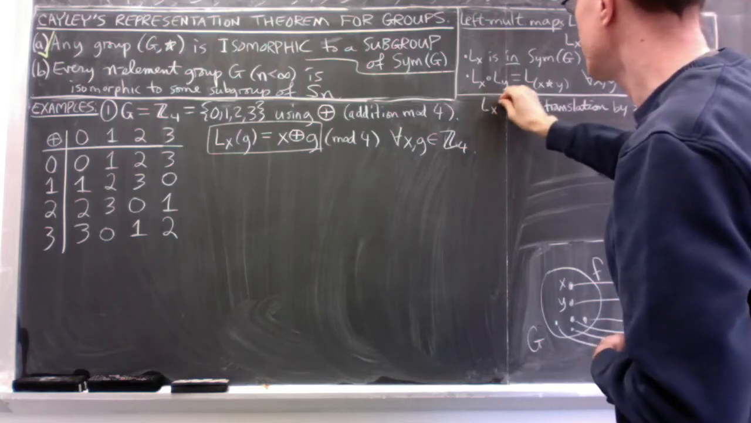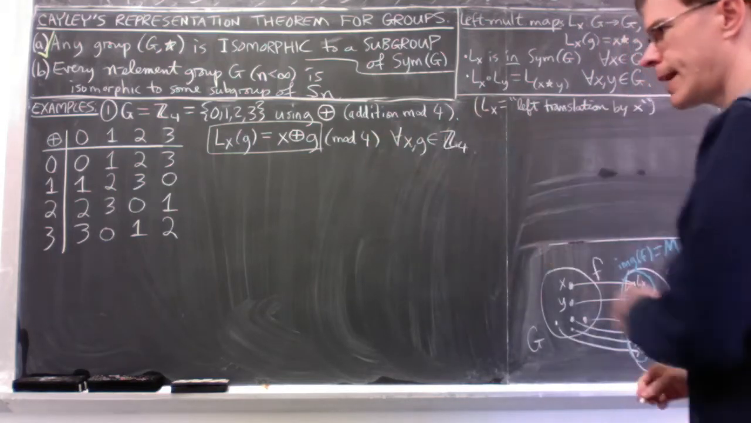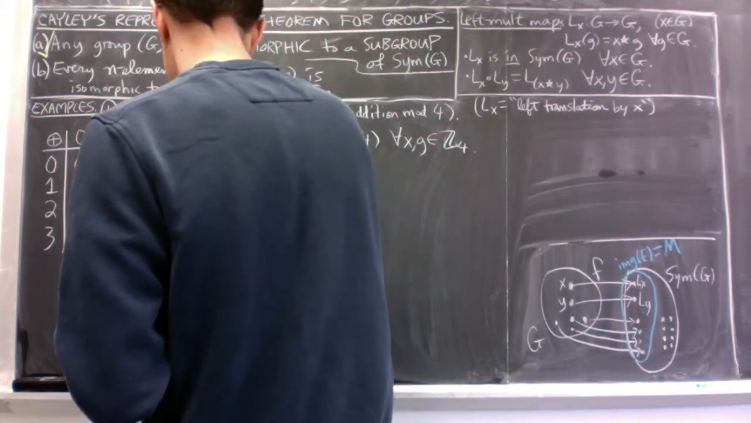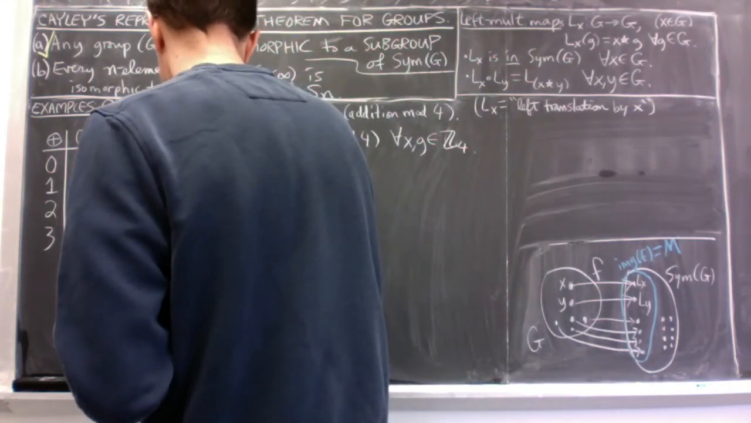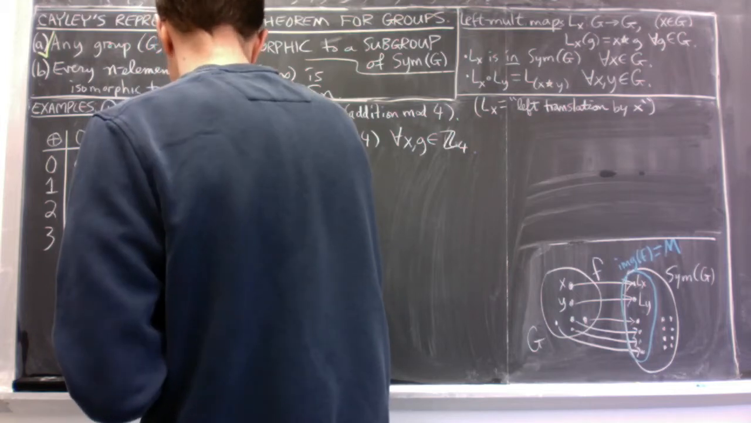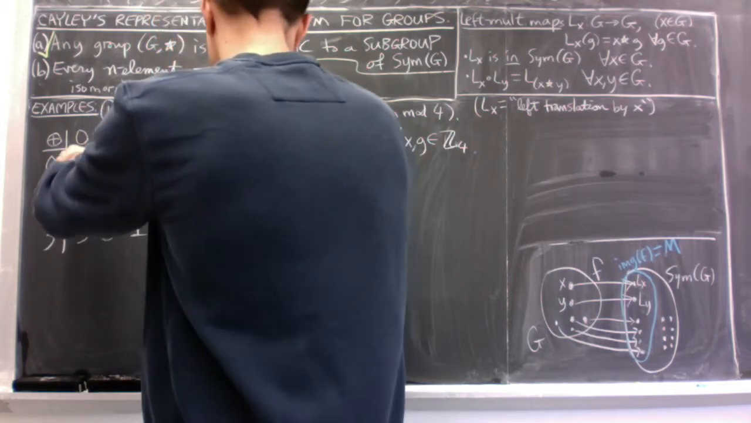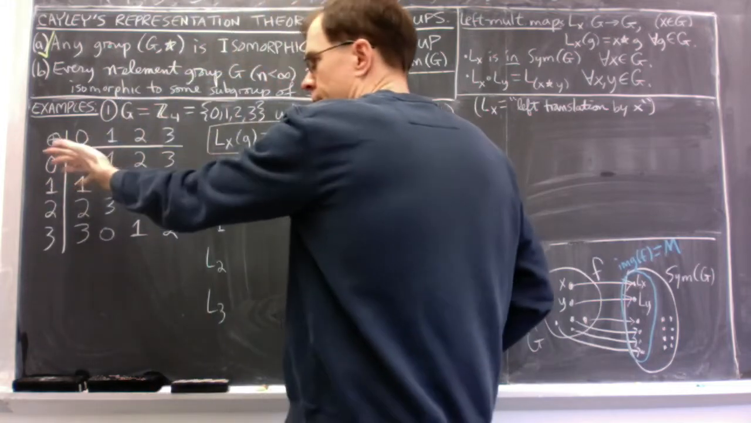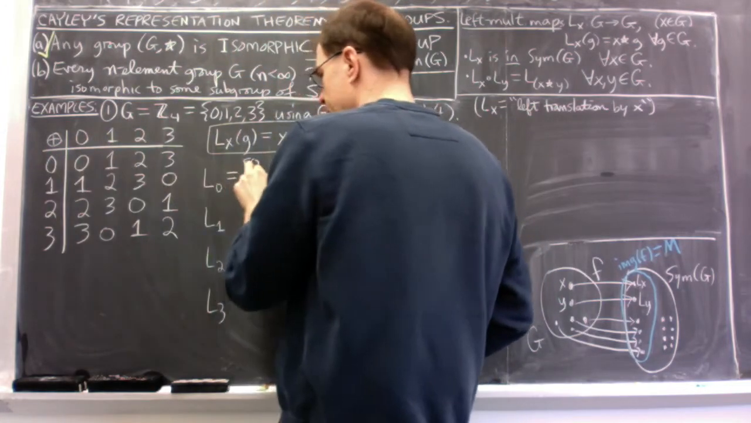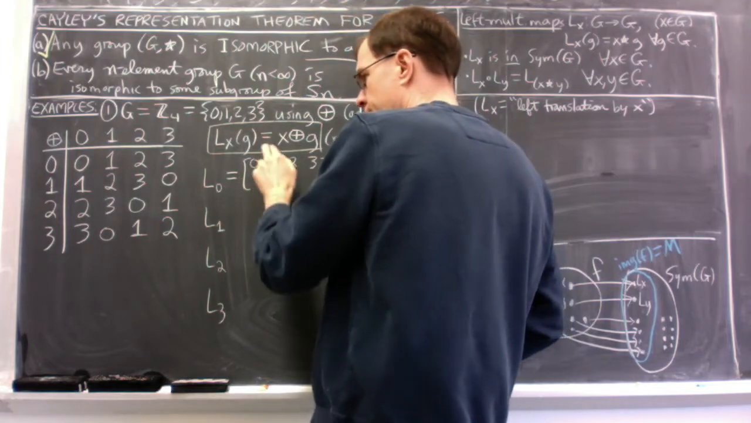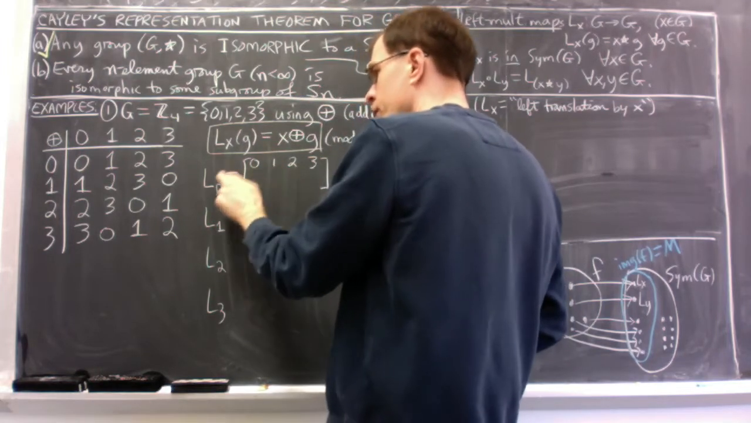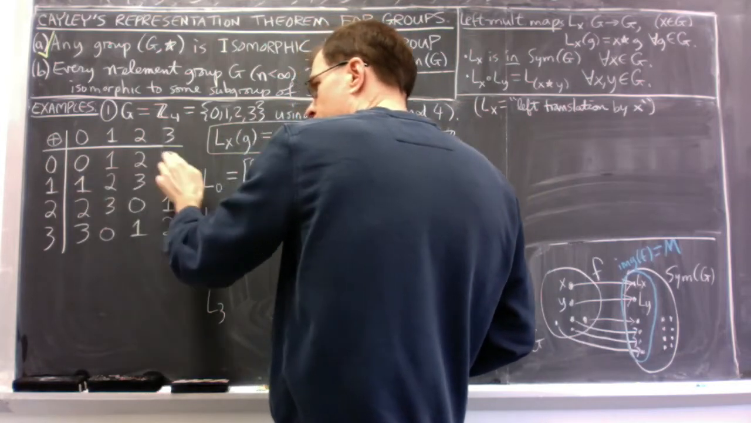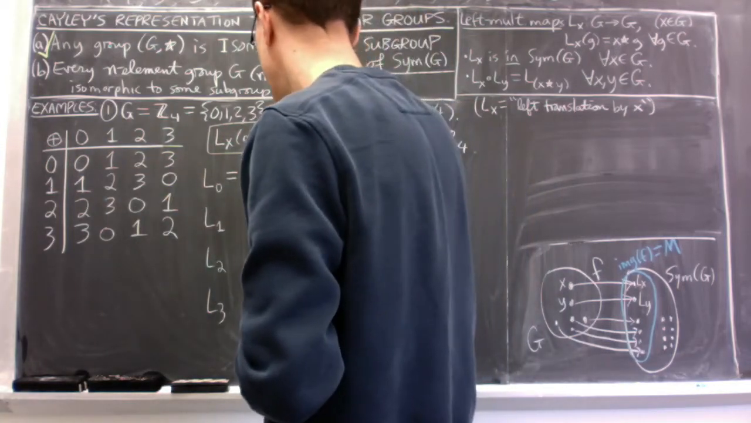Or left addition, whatever, in the case of an additive group. But we can see what these things are. We can figure out specifically L0, L1, L2, and L3 in an especially easy way if we do the two-line form, because look at 0, for instance. To get the outputs for 0, 1, 2, 3, I have to take 0 plus 0, 0 plus 1, 0 plus 2, 0 plus 3, which is exactly this row of the table.